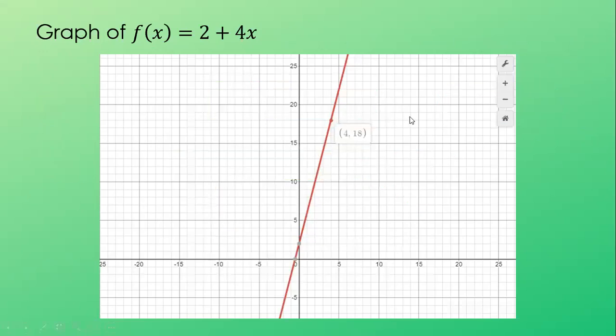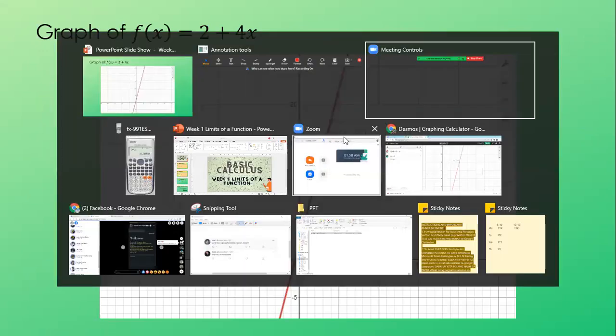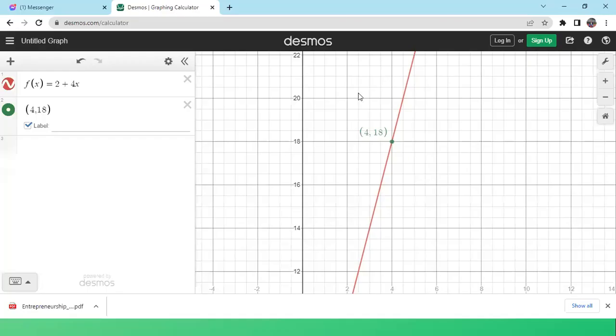So for the graph of 2 plus 4x, let's have this one. Okay? So kung nakikita natin sa graph, naka-plot na si 4, 18. Okay? So titingnan natin yung limit ng ating function as x approaches 4. So tingin tayo sa x and y coordinate. Yan. So si x coordinate ko as it approaches 4. Okay, papalapit ako kay 4.